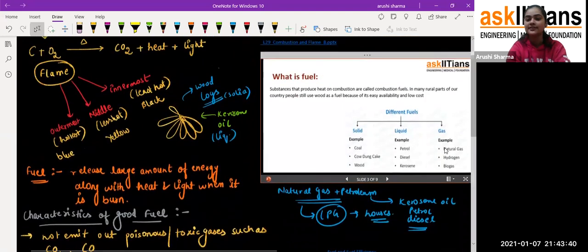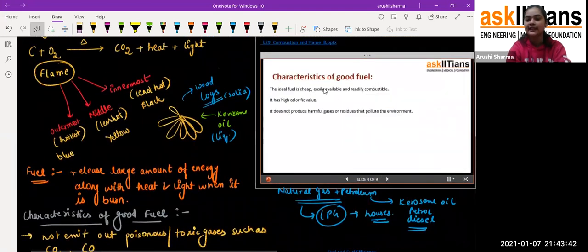Okay, so you can see here the characteristics of a good fuel: cheap, easily available, readily combustible. Why readily combustible? That is what I have written as moderate ignition temperature. High calorific value, that means it should give a large amount of heat. It does not produce harmful gases or residue that pollute the environment. Exactly, if there are harmful gases, they cause pollution to the environment.